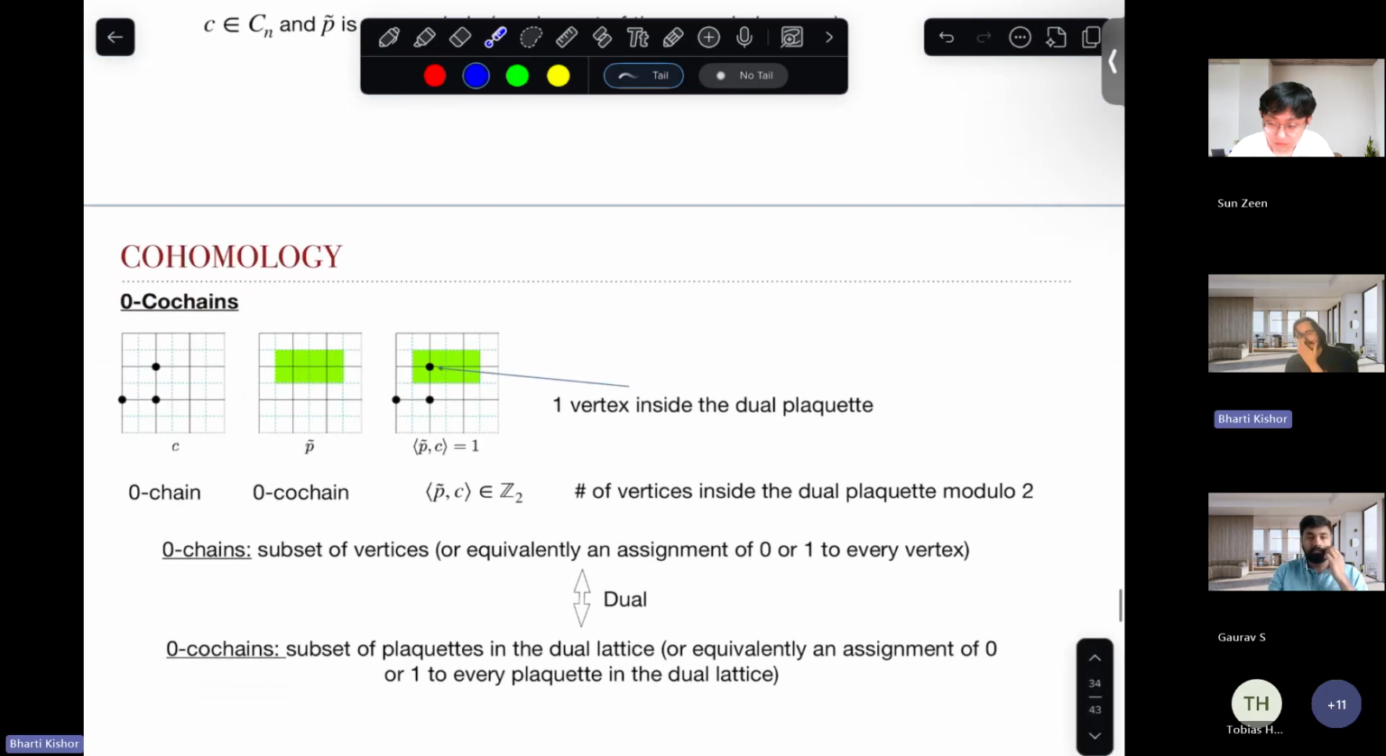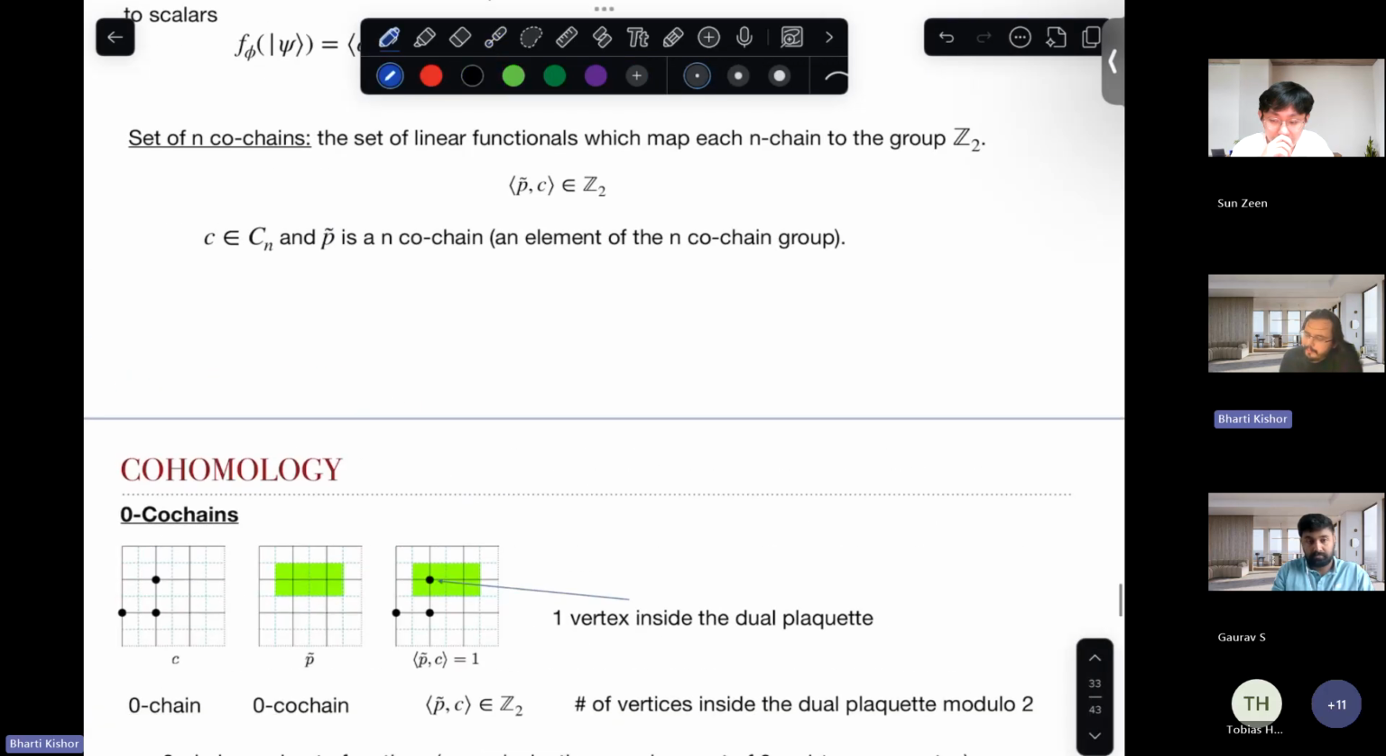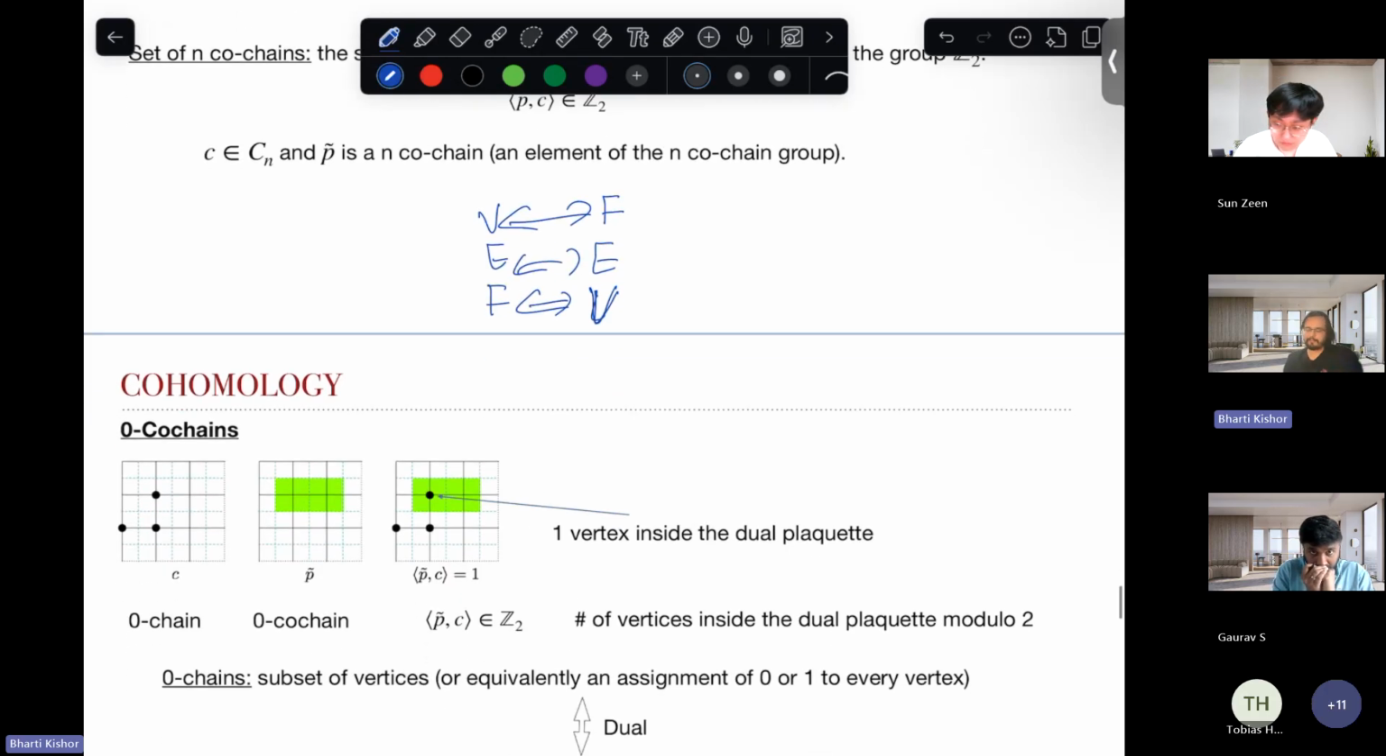So let's try to see this thing called zero co-chain. So we have a zero chain. Actually, if you remember, we had talked about this notion of dual lattice. So we had vertices, edges, and faces. And in the dual lattice, basically my vertex became face, edge remained edge, and face became vertex. So in the dual lattice, there is this kind of mapping that happens.